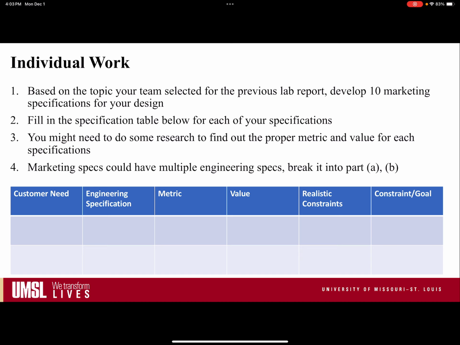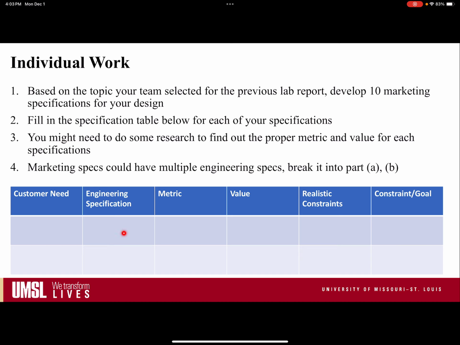So as part of the homework for this week, you are going to develop specs for the topic that you chose for previous lab group. This is an individual work. So you're going to come up with 10 specs and you're going to find a metric and value. So learn how to find a metric and value and then develop your engineering specs. Engineering specs need to have a value for it.